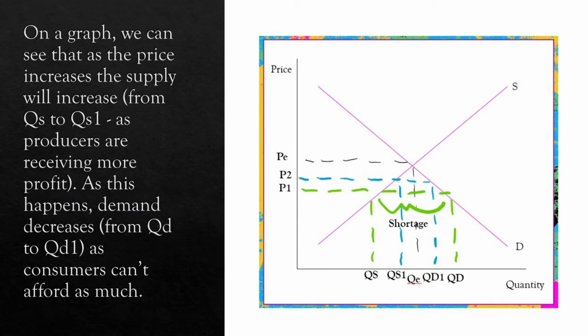We can see this on a graph. When the price increases, we can see that the supply would increase. I've just drawn another price point here at P2. Originally we were at P1 and we had our shortage between QS and QD. At P2, the price went up slightly. We have a new supply at QS1 in the blue line and a new demand at QD1. Between the two blue lines, we can see that the shortage has actually decreased due to the price increasing.